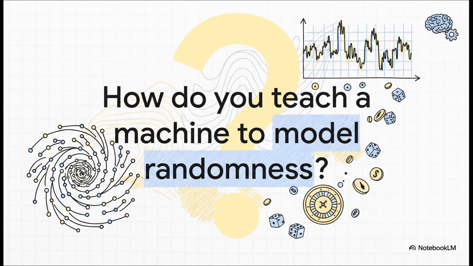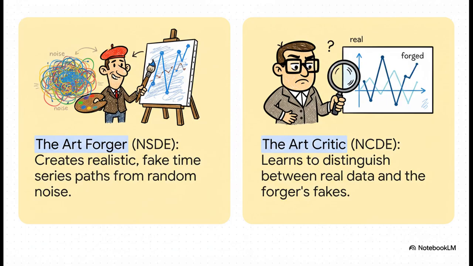It's one thing to follow a path, but how do you teach a machine to generate a whole bunch of new believable paths that capture the true randomness of a system, like the flicker of a stock price or something? Well, you do it with a generative adversarial network, a GAN, and the setup is just perfect. Our neural SDE, the one that can handle randomness, plays the role of the art forger. Its only job is to take random noise and generate fake time series data that looks completely and utterly real.